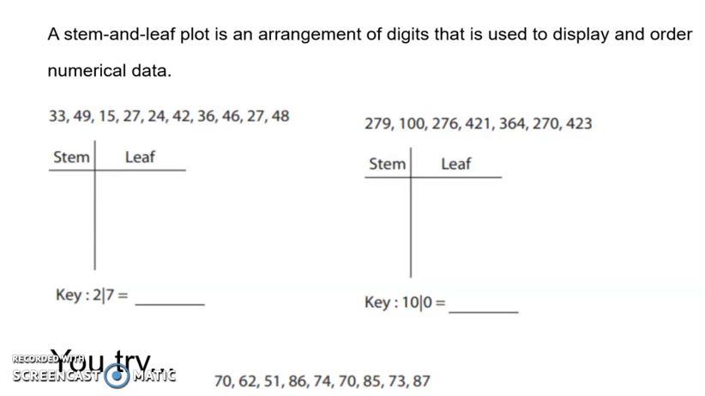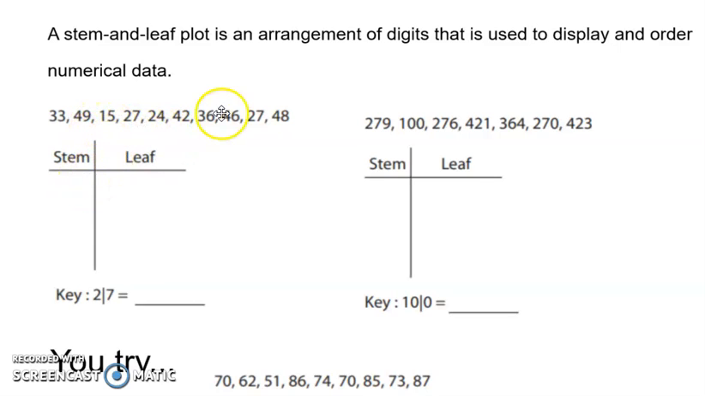So what you want to do is decide what your stem and leaf plot looks like. On the left side is going to be our stem, and that's going to be the first digit or first several digits of your data. On the right is going to be the ending digits of your data. So for our first one, the smallest one is 15, and the largest one is 49. So I think I'm going to go with tens.